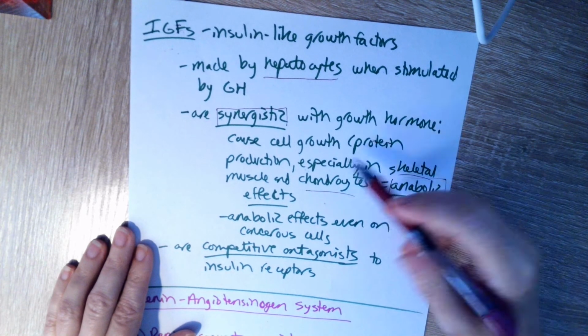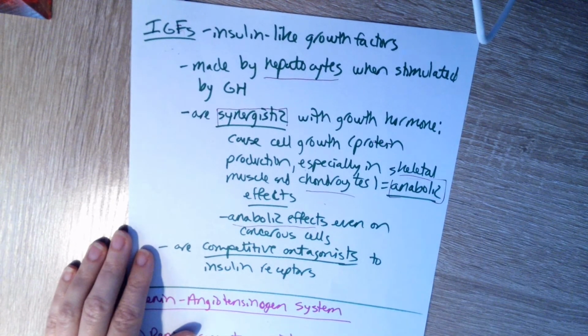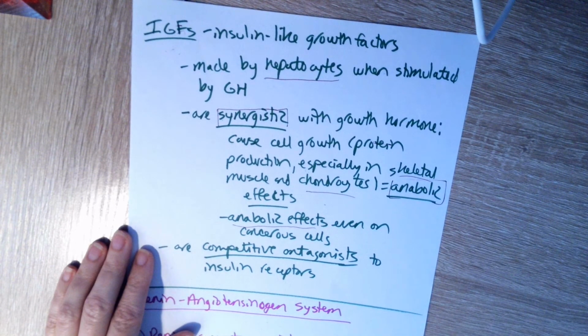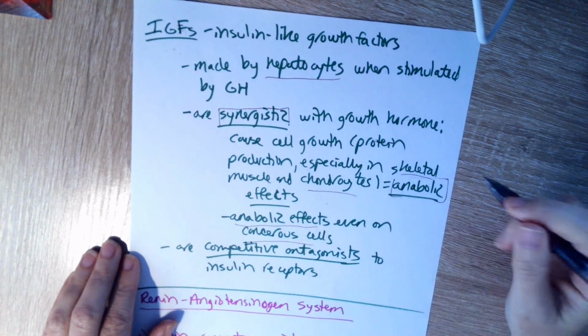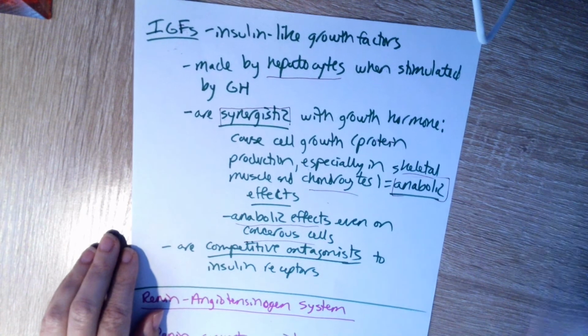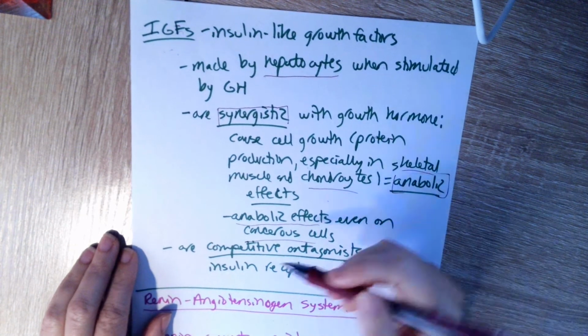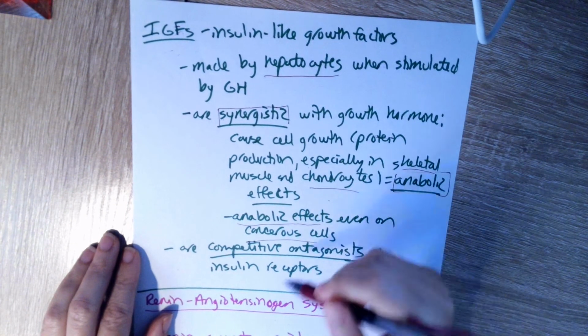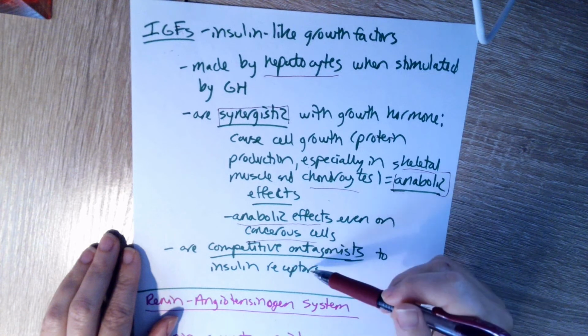But these anabolic effects would happen even on cancerous cells. So if you have too many IGFs, it's very possible to trigger overproduction of cancer cells. Another downfall of having too many IGFs is that they act as competitive antagonists to insulin receptors.